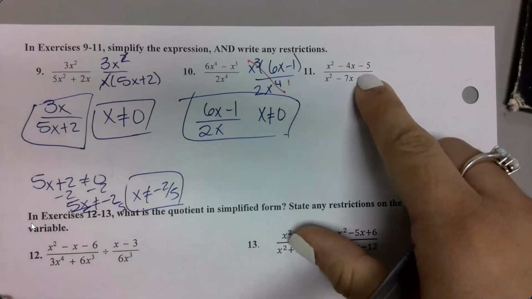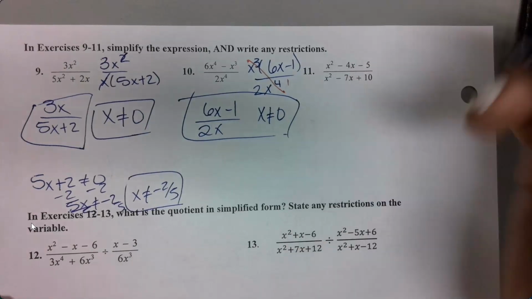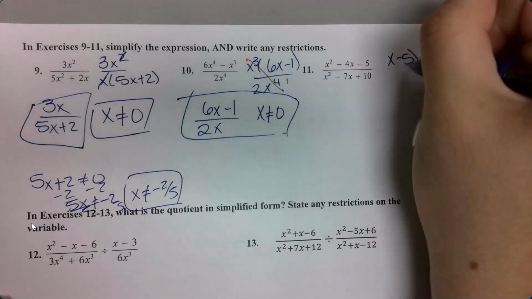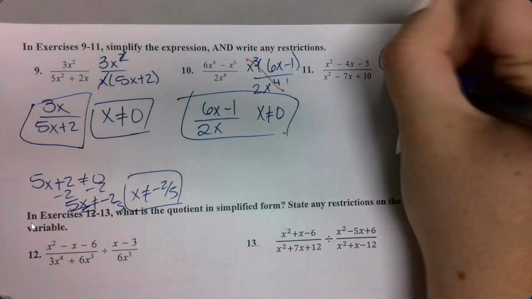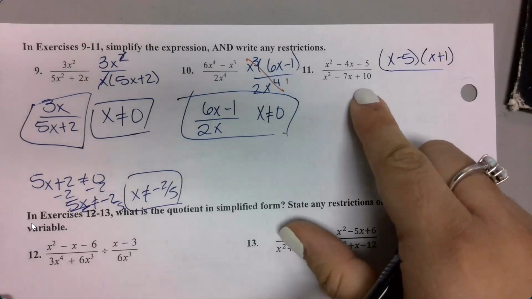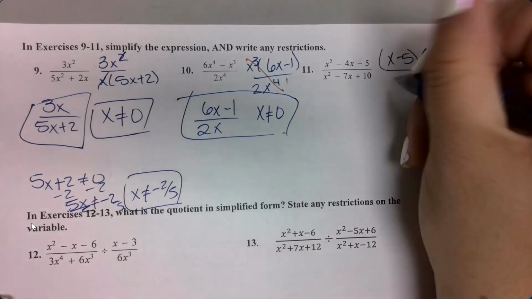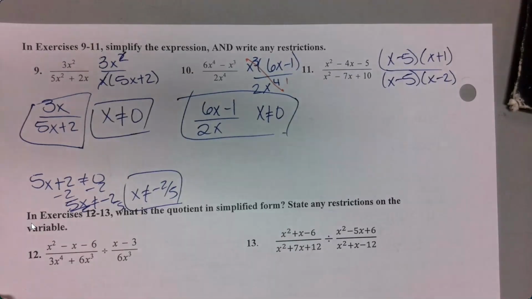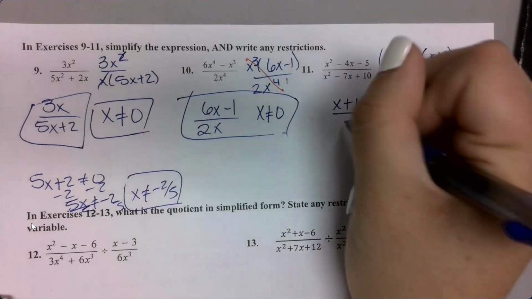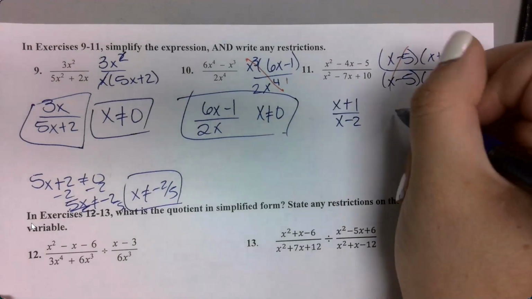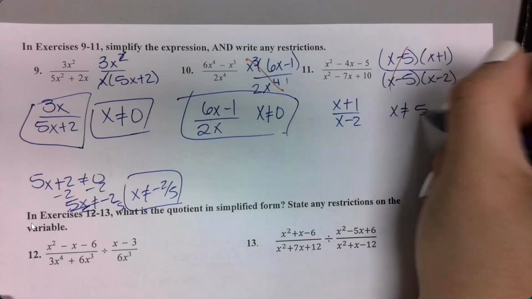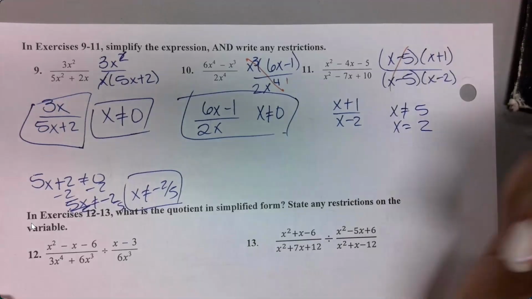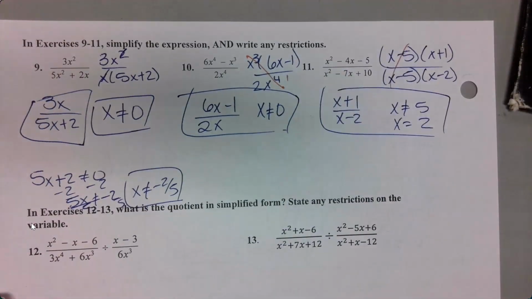This one I want to factor. I'm looking for what multiplies to negative 5 and adds to negative 4. That's negative 5 and positive 1. On the denominator, I'm looking for what multiplies to positive 10 and adds to negative 7. That's negative 5 and negative 2. My x minus 5's cancel out, so I have x plus 1 over x minus 2. And then x can't equal 5, x can't equal 2, opposite the signs of the numbers in my denominator.